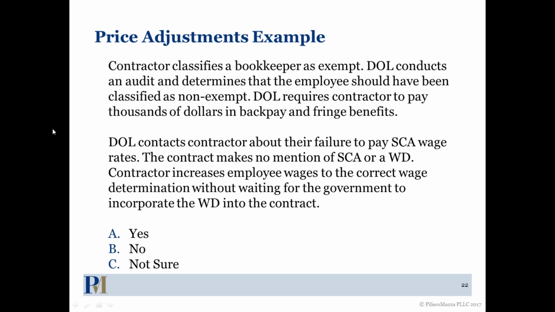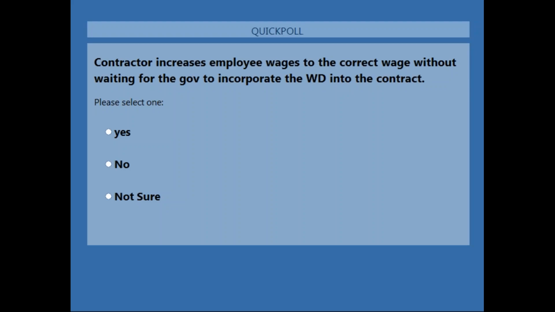Let's go to the next example. A contractor classifies a bookkeeper as exempt. The DOL conducts an audit and determines that the employee should have been classified as non-exempt. So they paid the person a salary at first, and DOL comes in and says, nope, should be non-exempt, which means they should be SCA. The contractor has to pay thousands of dollars in back pay and fringe benefits. The DOL contacts the contractor about their failure to pay SCA wage rates. The contract makes no mention at all of the SCA or a wage determination.